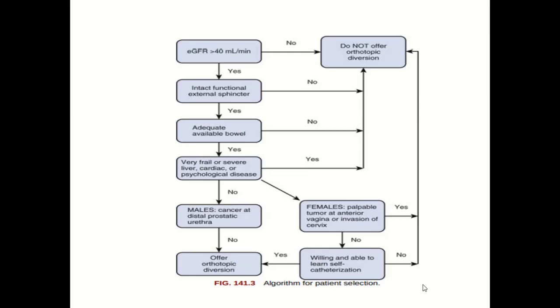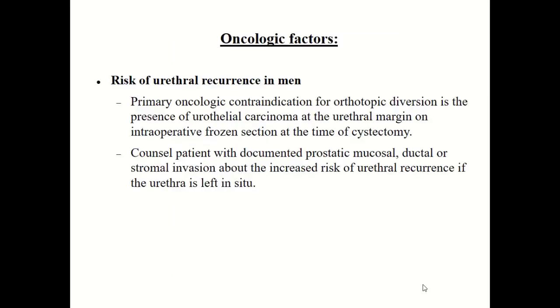Intact functional external sphincter, adequate available bowel. If very frail or severe liver, cardiac or psychological disease is present, then we will not offer the patient the orthotopic urinary bladder. If there is cancer at the distal prostatic urethra, then we do not offer the orthotopic urinary diversion. And the patient should be willing and able to learn self-catheterization, as some patients may require it.